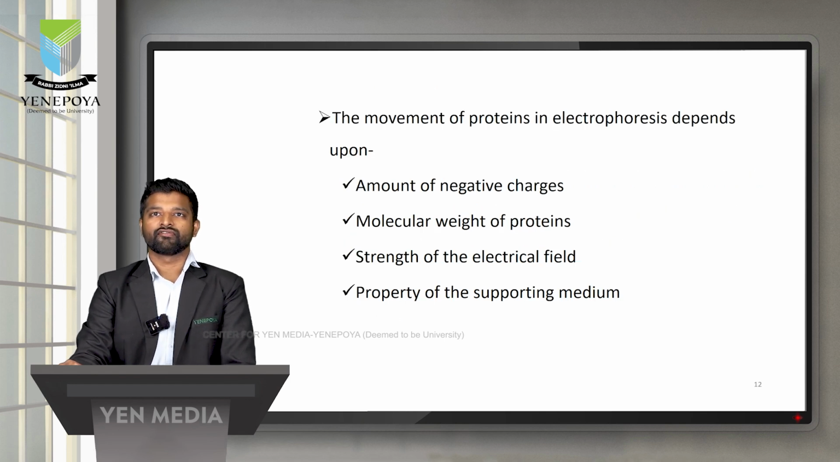Some of the factors influencing the movement in protein electrophoresis are the amount of negative charge, the molecular weight of the protein, the strength of the electric field, as well as the property of the supportive medium used.